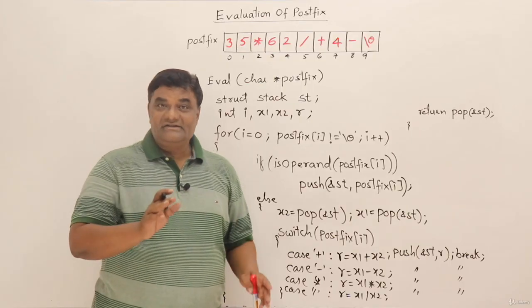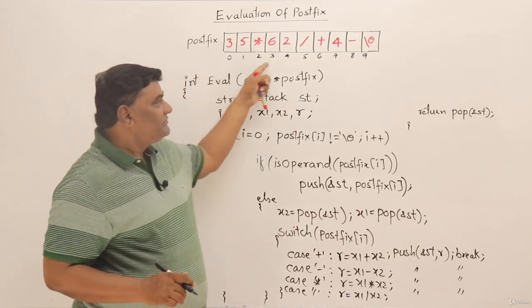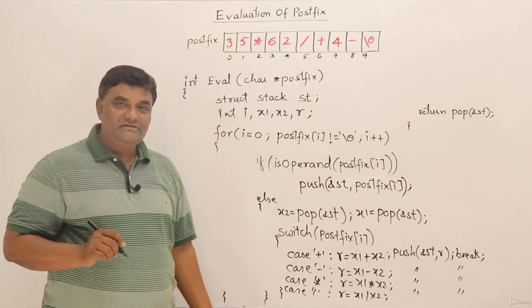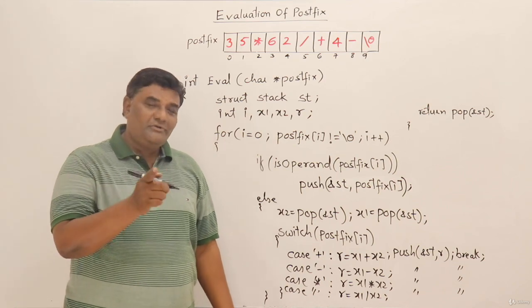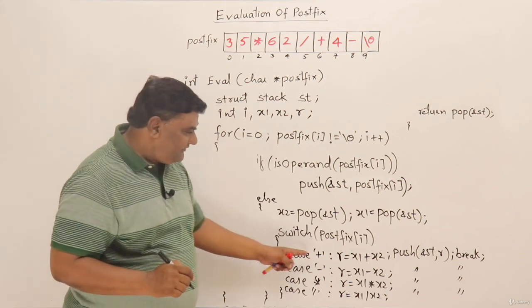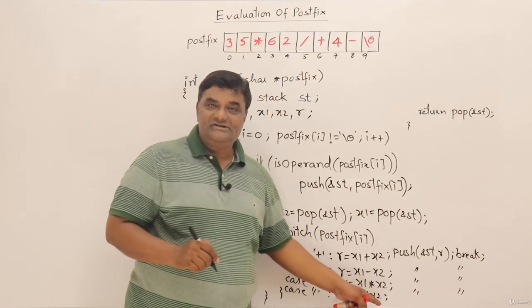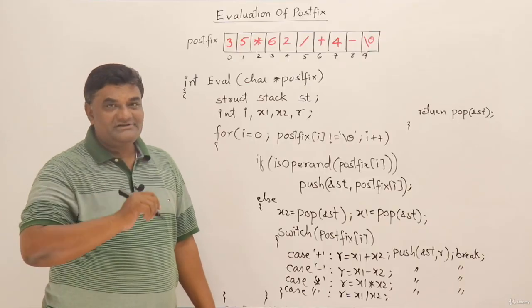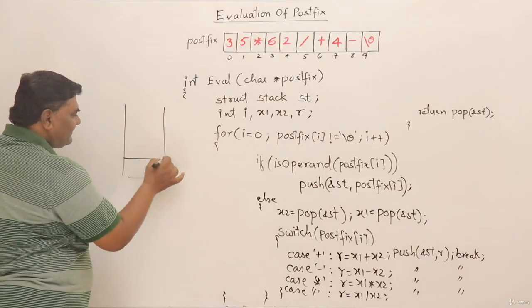Now, one last interesting thing that we have to discuss here. What is the type of the postfix expression? String, so those are all characters. What is the type of the stack I should take? Integer type or character type? Integer type, because when I pop out the values from the stack, I am performing arithmetic operations on integer values. So the stack must be an integer stack.